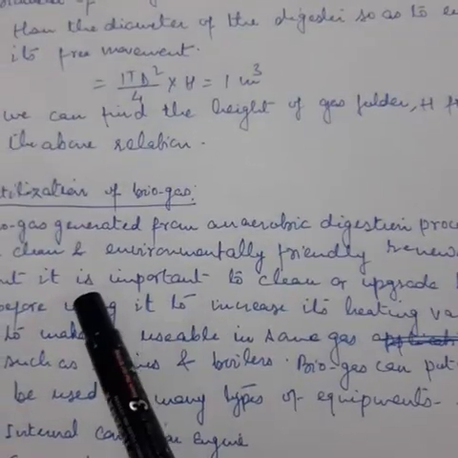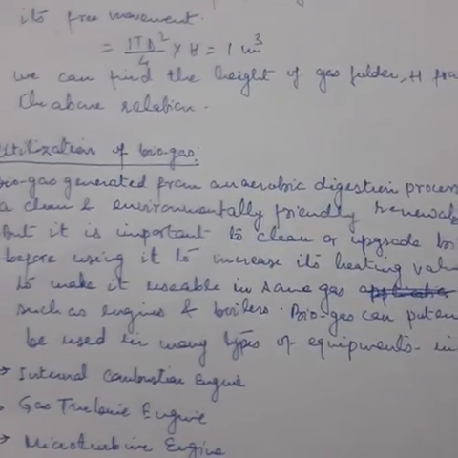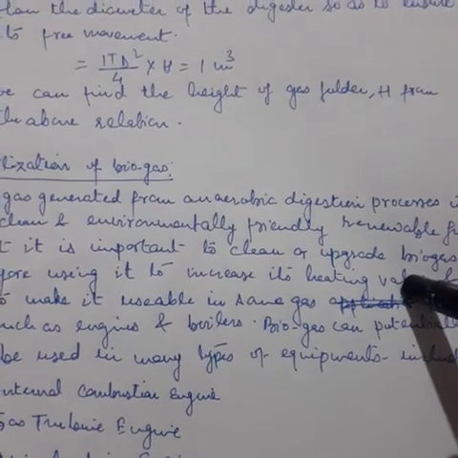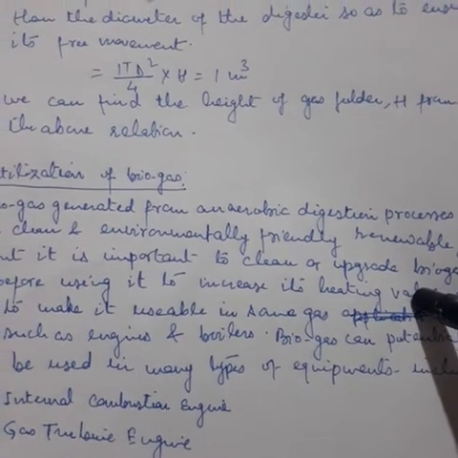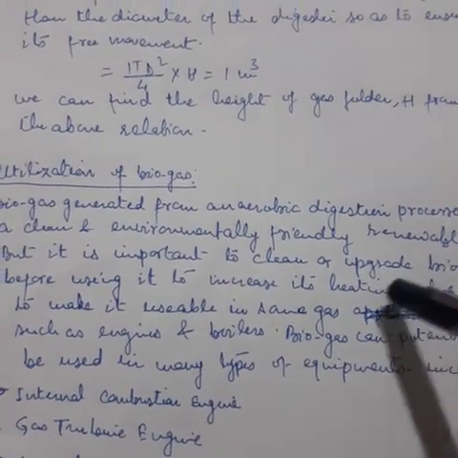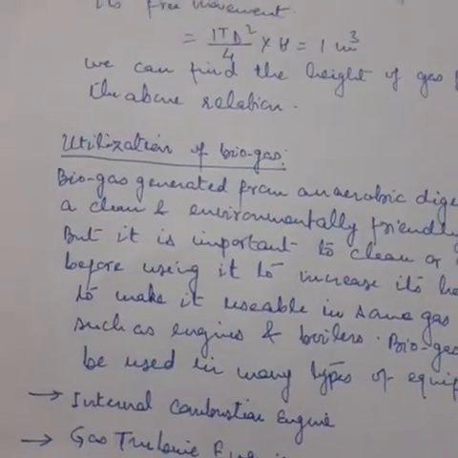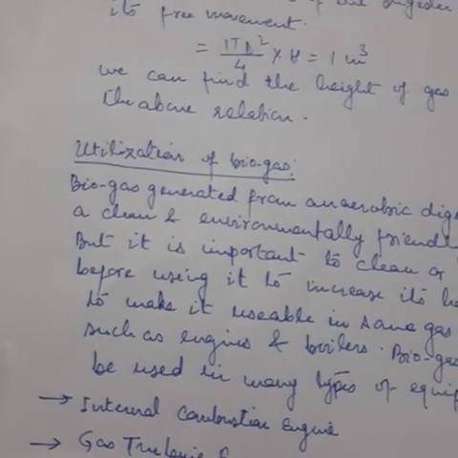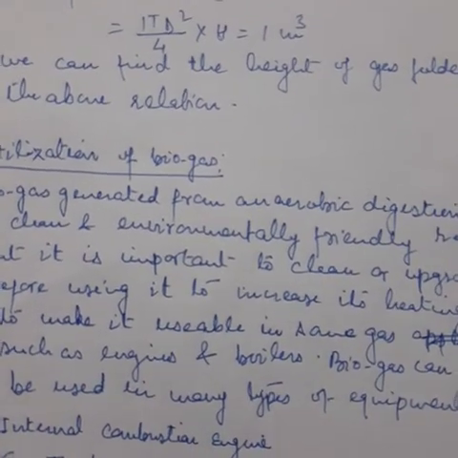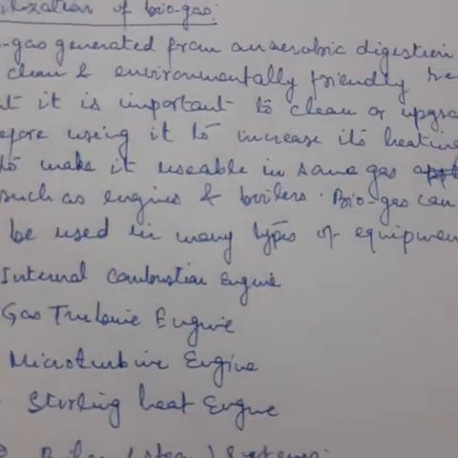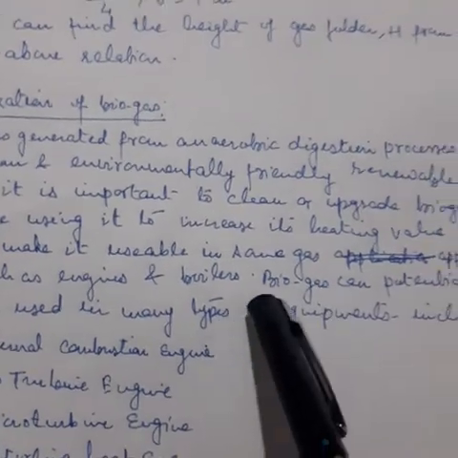It is a renewable energy process, but it is important to clean and upgrade biogas before using it to increase its heating value. We know that when the gas is obtained from the biogas plant, the gas quality is to be enhanced, improved by increasing the heating value. The maximum heating value of the gas produces fuel for a longer time, and it is a good quality fuel, so the burning phenomena and time period for the fuel are enhanced by improving the quality of the biofuel.